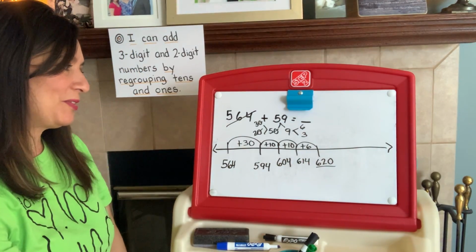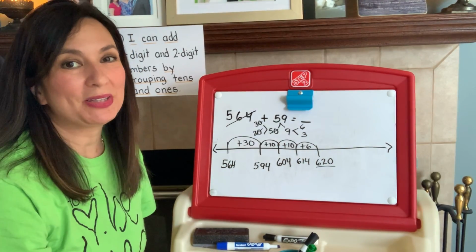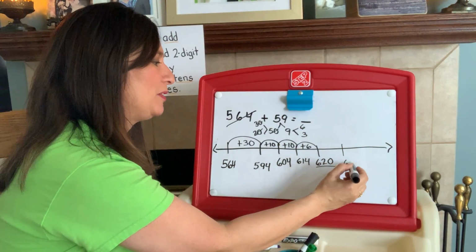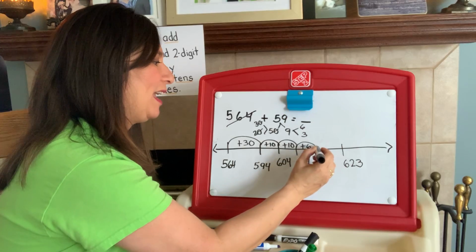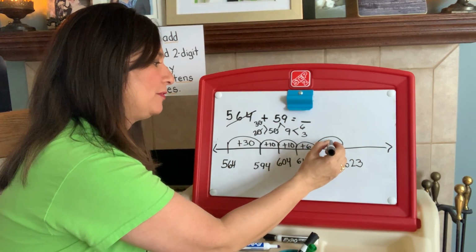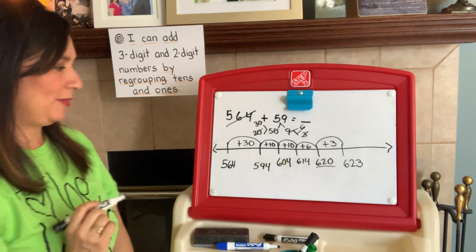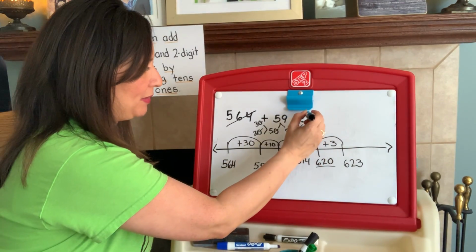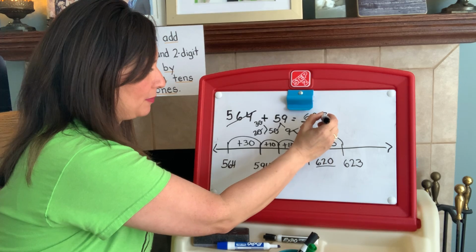620, oh, I love those friendly numbers. 620 plus 3 equals what? Say it with me, 623. And that is a jump of 3. Okay? Now I know my sum is 623. I'll write it up here.